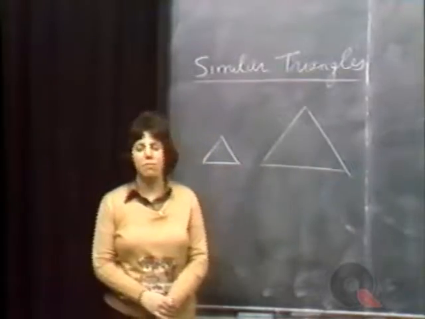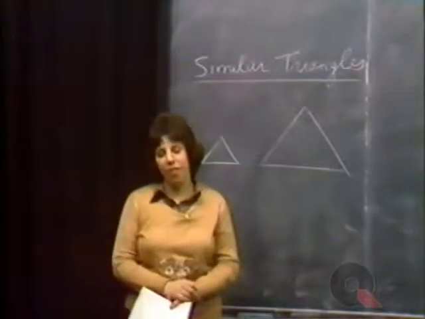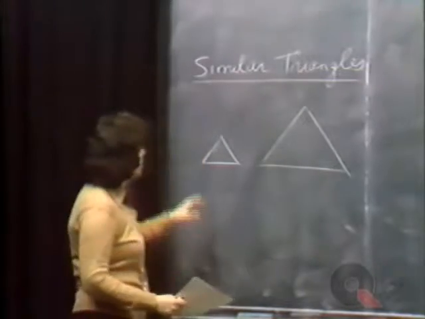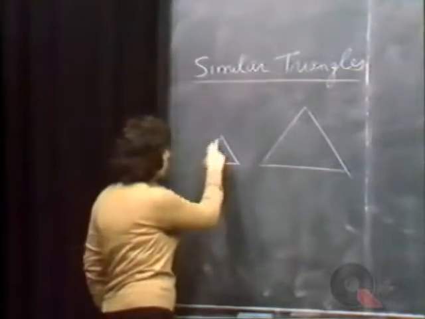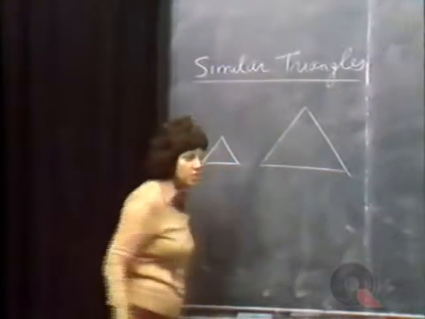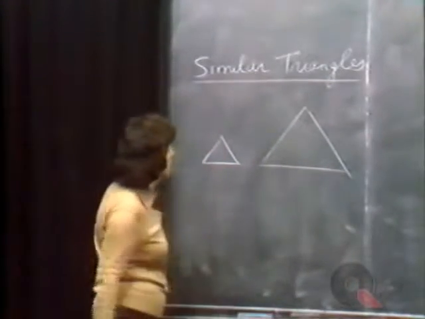In this video, we will discuss similar triangles and then the Pythagorean theorem. Two triangles are considered similar if the three angles in one are respectively equal to the three angles in the other. Now, I've taken a very simple example of similar triangles.